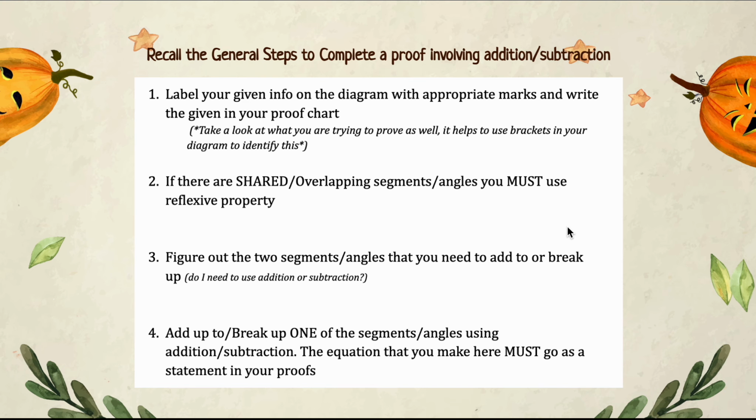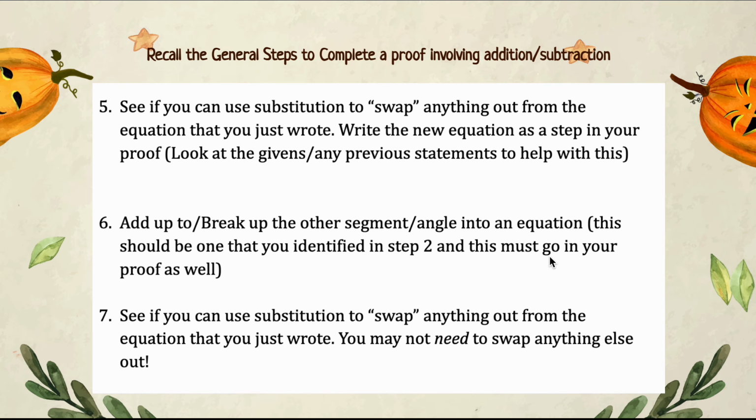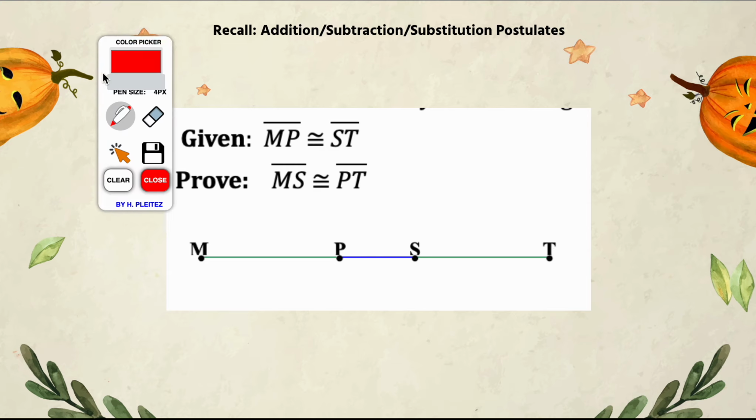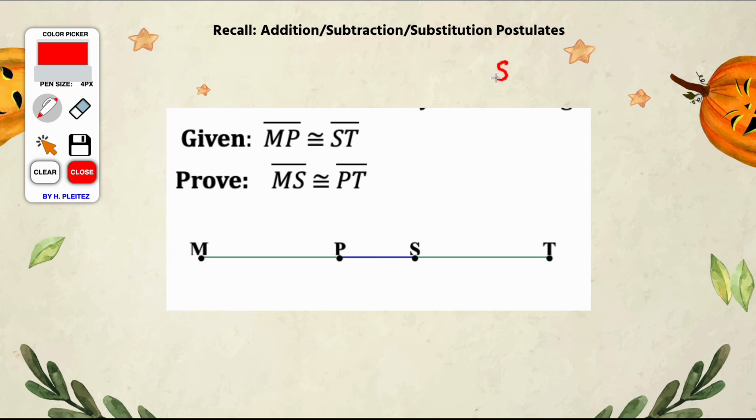Now, this equation is going to go as a statement in our proof. And then right after we break up one of those segments or angles, we're going to see if we can use substitution from our given or from a previous step to swap out congruent pieces. Right after that, we're going to try to break up the other segment or angle. And then again, if we can use substitution again, we will, but we might not always need to. So this is some prior knowledge proof, but again, we can just go through the process of this just so that we understand where things are coming from.